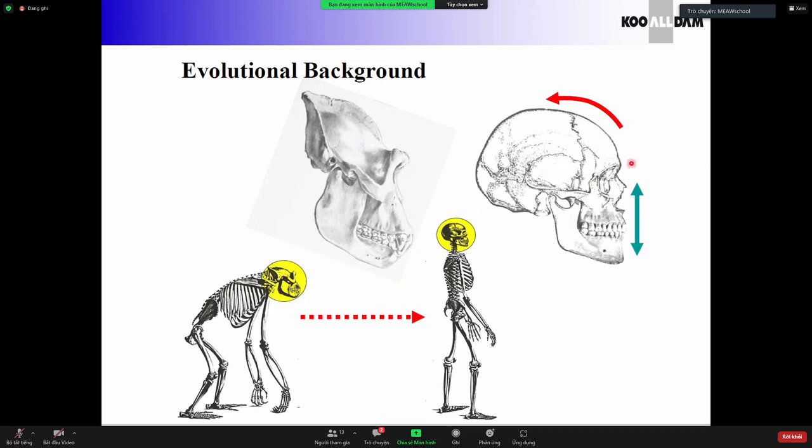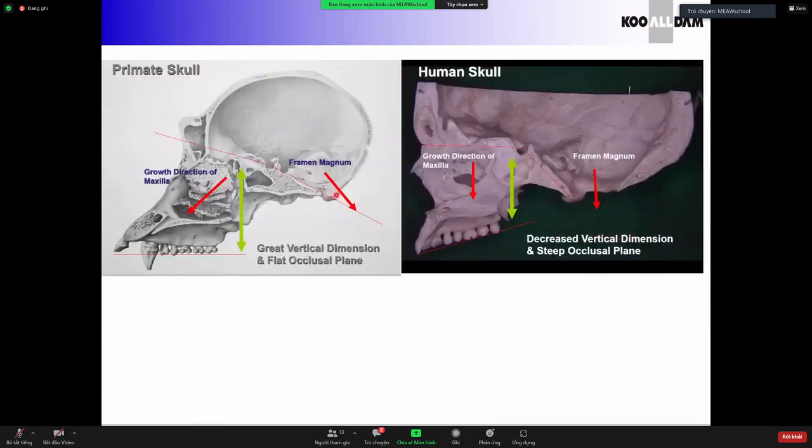So this means the craniofacial growth is vertical. This is the primate skull, and the growth direction of the maxilla is forward. On the other hand, in the human skull, the growth direction of the maxilla is vertical. So in human, decreased vertical dimension and steep occlusal plane were seen.